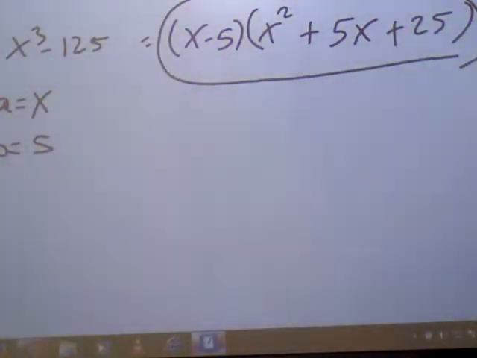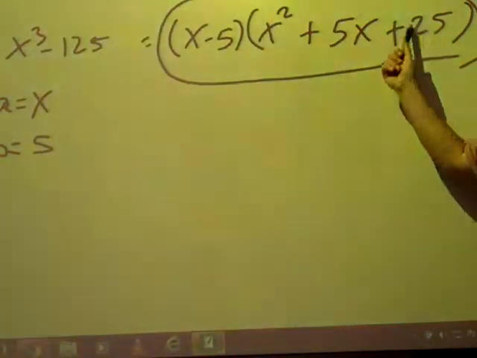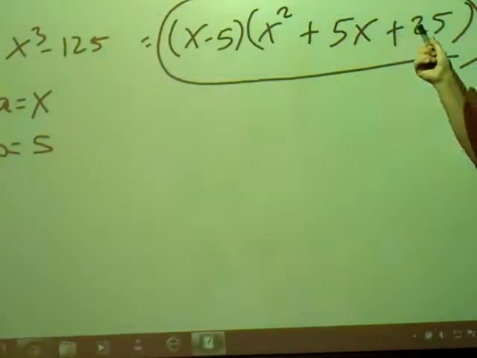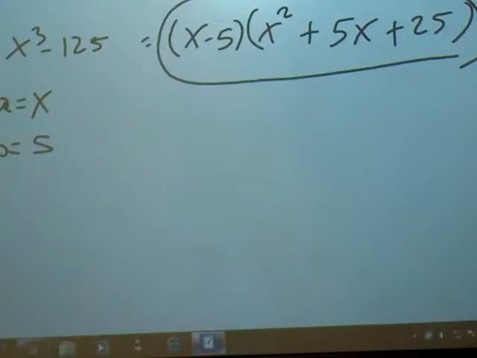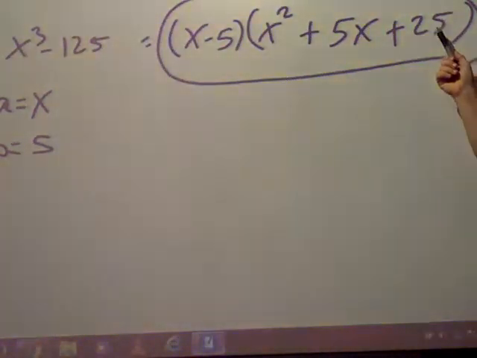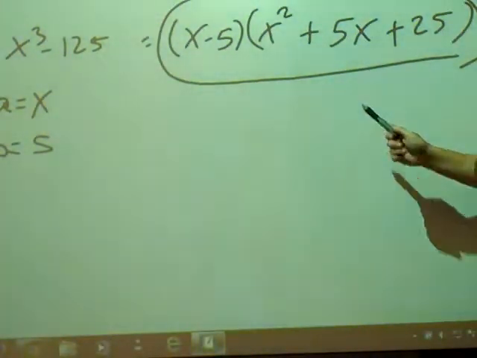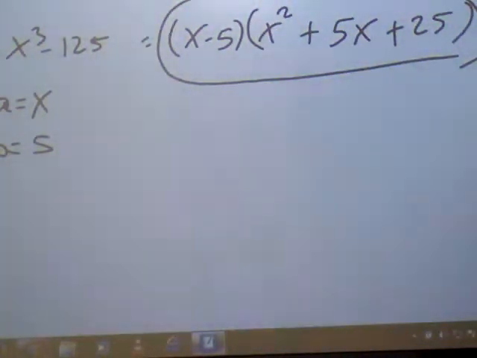Okay, check this out. When you're doing sum or difference of cubes, you'll have this trinomial here, and people will always think that it can factor further because it kind of looks like it can. But if I tried a times c, factors of 25 that add to 5, there aren't any. So that will be as far as you go when it's sum or difference of cubes.